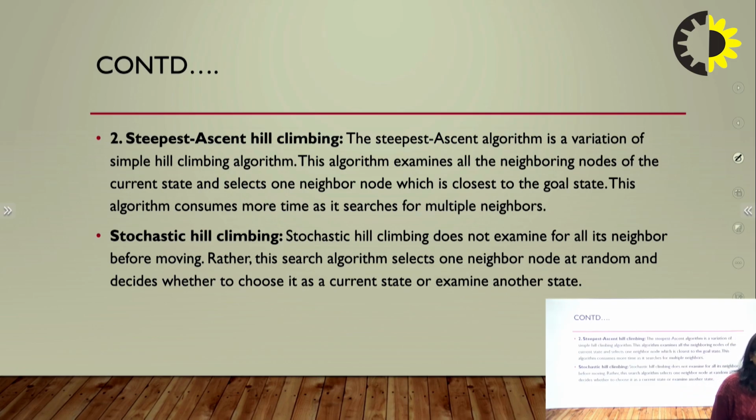Stochastic hill climbing does not examine all its neighbors before moving. Rather, this search algorithm selects one neighbor node at random and decides whether to choose it as the current state or examine another state.